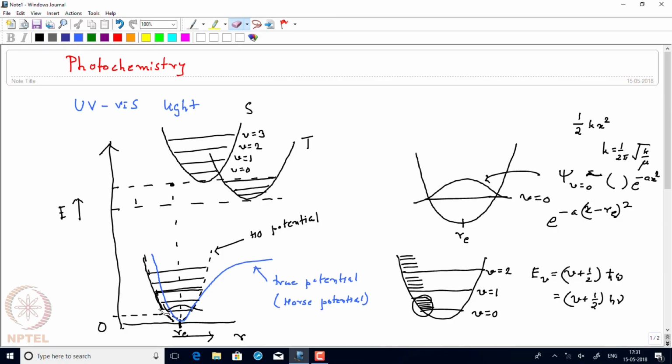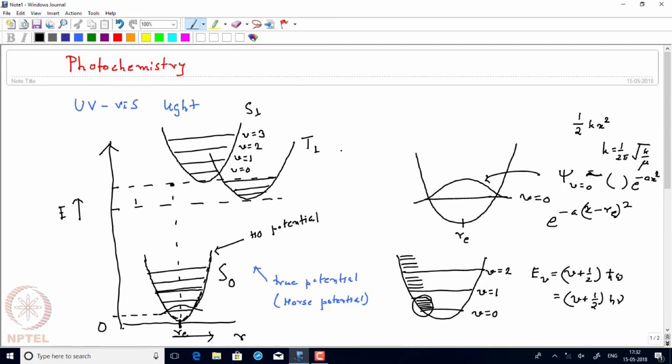Let me remove the dotted line, or actually we can remove the blue curve totally, and we can approximate it to be the harmonic oscillator. And this curve, which was the ground state vibrational potential, corresponds to the ground electronic state, which is also singlet. So we usually call it S0 because it's the ground state. We call this the S1 state. It is the first excited singlet state, and we call this the T1 state because it corresponds to the triplet of the ground state.